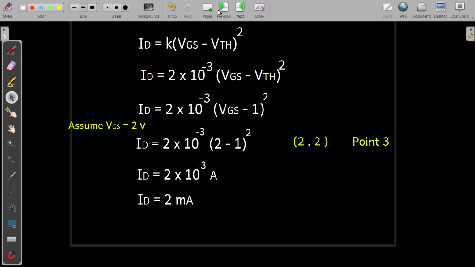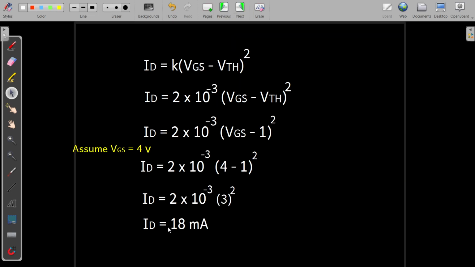Similarly, we proceed with one more point, assuming VGS as 4 volts in order to get the fourth point. So when you substitute VGS equal to 4 volts, the ID current becomes 2 into 10 power minus 3 multiplied by (4 minus 1) the whole square. So we get ID equal to 2 into 10 power minus 3 into 3 square. 3 square is 9, so 9 into 2, that is 18 milliamps. So we got the fourth point.